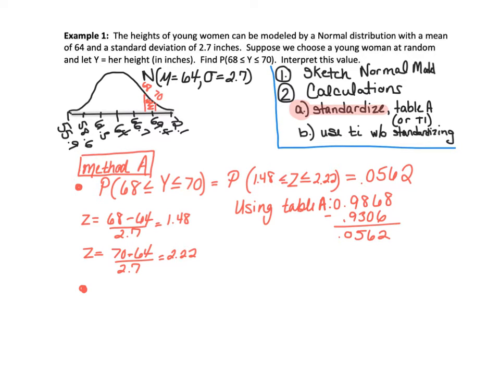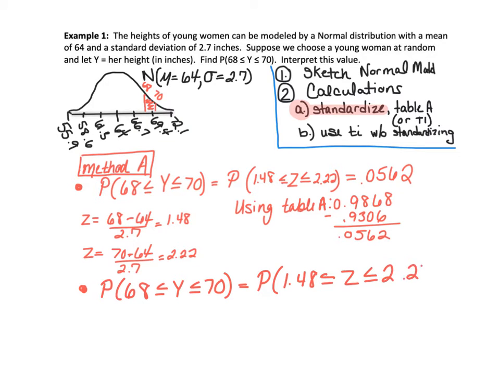It is acceptable on the AP exam to say that the probability that your random variable is between 68 and 70 is equal to the probability that your z-score is between the corresponding values we just calculated. And rather than using Table A, you could say that this is equal to, and now you're using calculator talk, which is acceptable. Some will argue that it's not best practice, but it is accepted. You label your lower bound, which is 1.48. You need to say that it's lower, or you won't get credit. 2.22 is your upper.